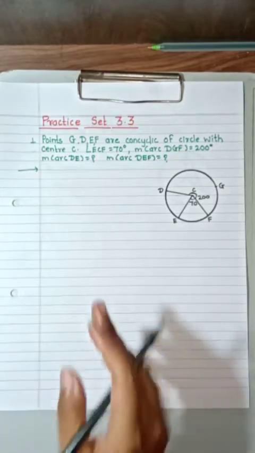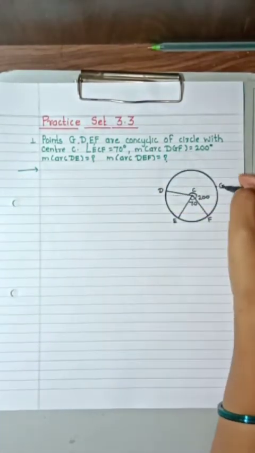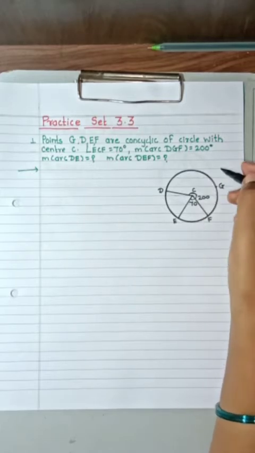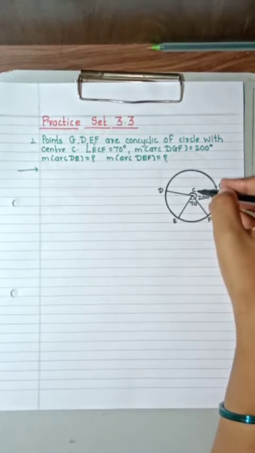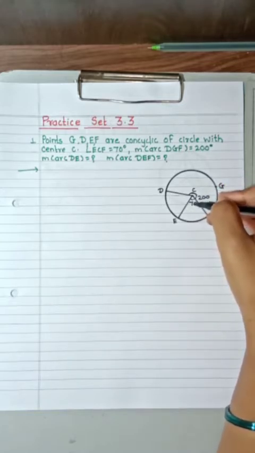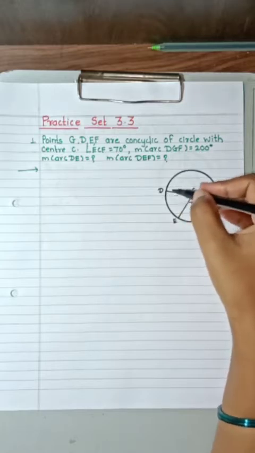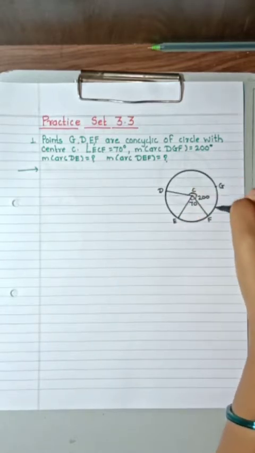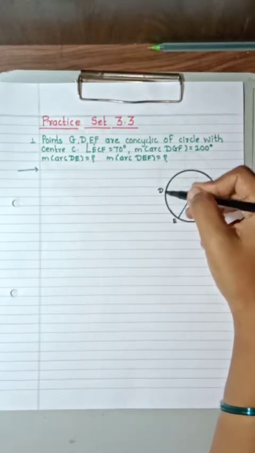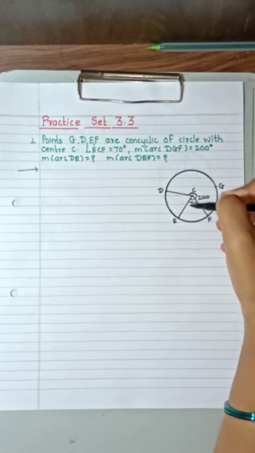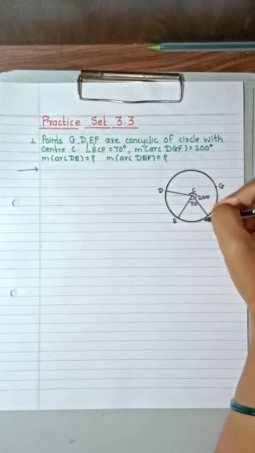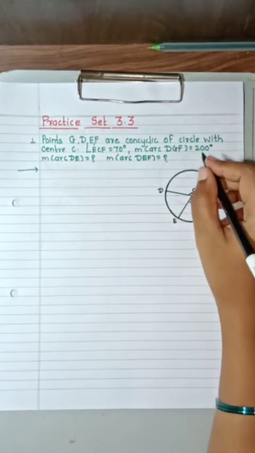Now let us move on towards practice set 3.3. The first question in practice set 3.3 is points G, D, E, F are concyclic of circle with center C. Angle ECF, you can see this angle ECF is 70 degrees. Arc DGF, you can see this arc, it is 200 degrees. You have to find measurement of arc DE and you have to find measurement of arc DEF. You have to find first the smaller arc and then this arc.